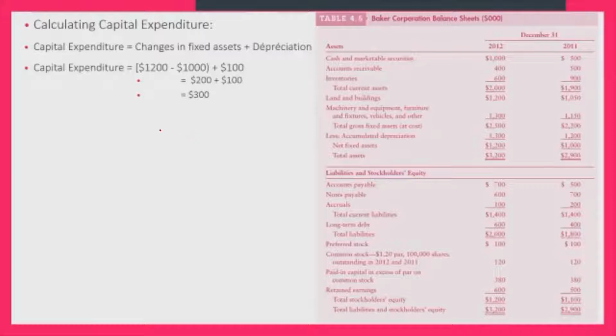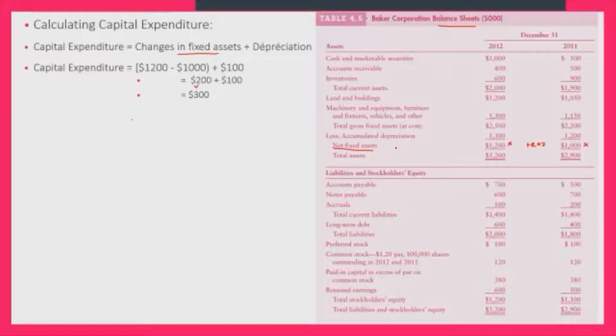Capital expenditure equals changes in fixed assets plus depreciation. Now, how do we determine changes in fixed assets? We look at the balance sheet of the company, because it gives us the fixed assets over the 2 years. Between these 2 years, net fixed assets in 2012 was 1,200 and in 2011 was 1,000. The change that occurred there is a difference of a positive 200, right?